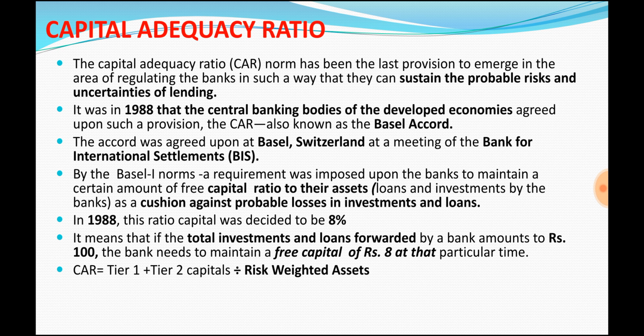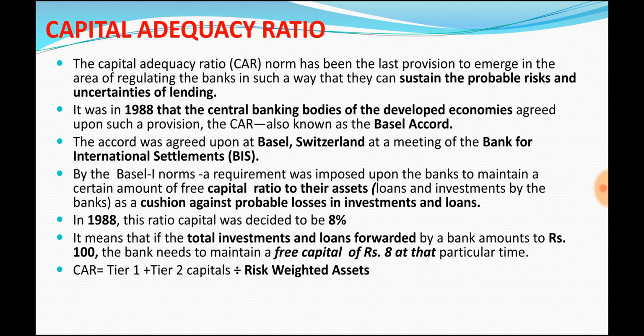Initially, by the Basel norms, they decided that there should be a capital adequacy ratio of 8%. So what is this capital adequacy ratio? It is nothing but the formula given: tier 1 plus tier 2 capital divided by risk weighted assets. This tier 1 and tier 2 capital is the capital that the bank has to maintain.